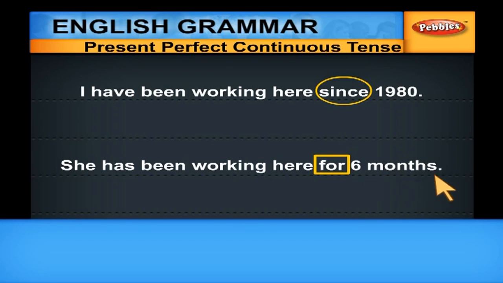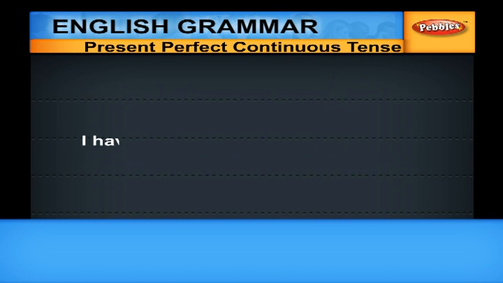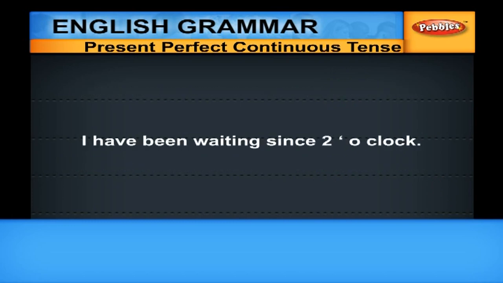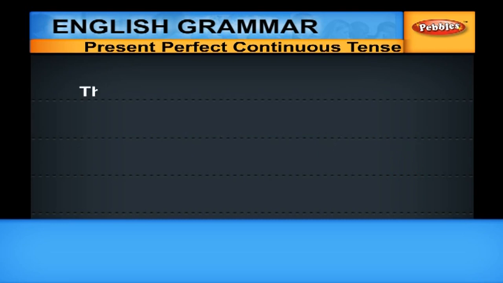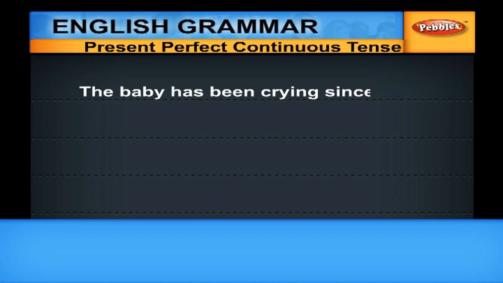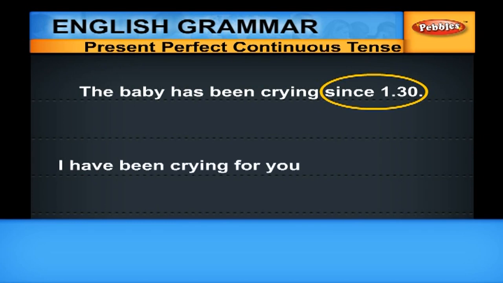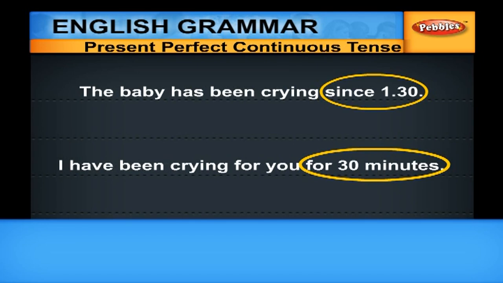I have been waiting since 2 o'clock. That means I started waiting at 2 o'clock and I am still waiting here. The baby has been crying since 1:30. It means that the baby started crying at 1:30 and it is still crying. I have been crying for you for 30 minutes. Here it's the duration that is referred to.